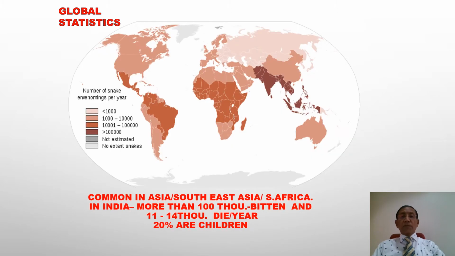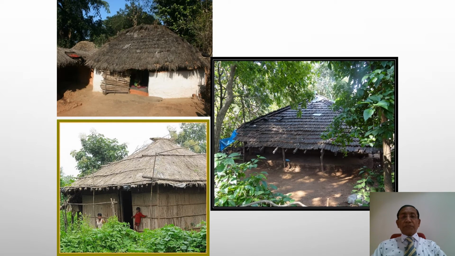Now, this is important. If you see this map of global statistics, you'll find that the darker area represents South Asia, Southeast Asia, India, and indicates the maximum number of envenomings per year. In India, approximately 100,000 people are bitten and approximately 11 to 14,000 die per year, and out of them 20% are children.